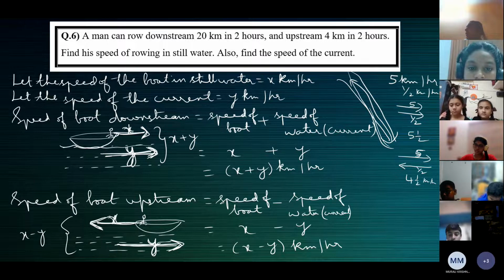Same direction, x plus y. Opposite direction, x minus y. Same direction downstream, opposite direction upstream.